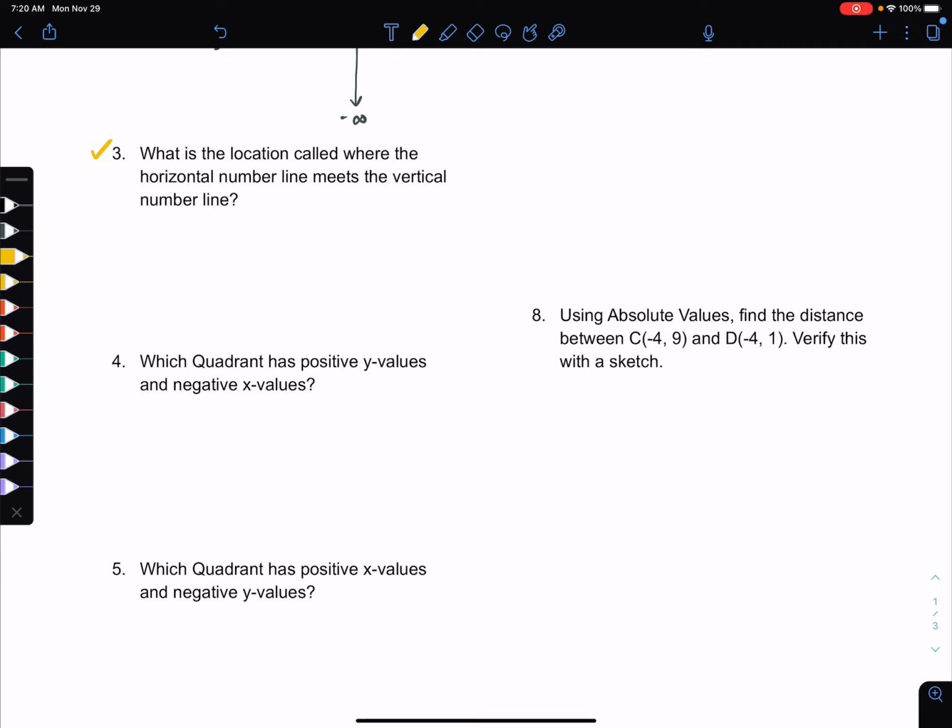Number 3, what is the location called? We're looking for the location where the horizontal number line meets the vertical number line. That only happens in one particular location. Here's the vertical number line, here's the horizontal number line, and they meet at this location right over here. This is called the origin, okay? The origin is located at the point (0, 0). The x coordinate and the y coordinate are both 0, all right? So there's 1, 2, and 3 so far, a little bit of background.